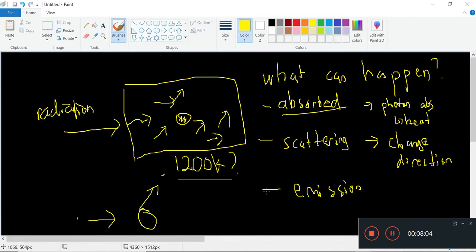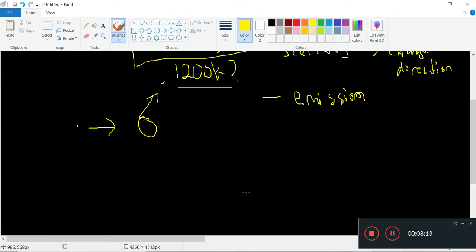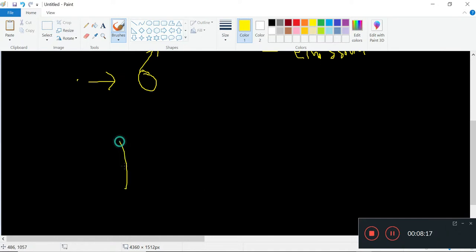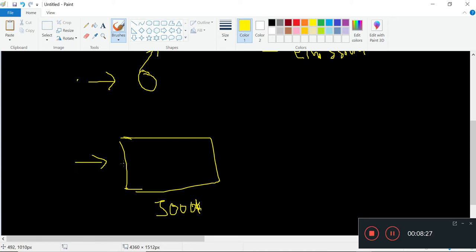So if the medium is so hot, we can actually have emission happening. So that will actually make the radiation stronger. So let's say you have a 5000 Kelvin body. You have a little bit of radiation coming in from the left, but by the time it exits on the right, the radiation will be much stronger.